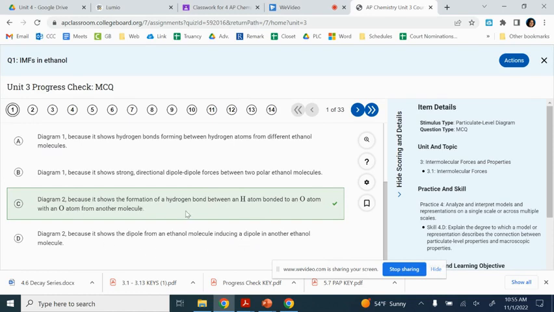Diagram 2, because the formation of the hydrogen bond, that sounds valid, but we're going to read this one real quick just in case, because it shows the dipole from the ethanol inducing a dipole from the ethanol. Induced dipole is what type of, right, and LDF is usually not as strong as, unless there's a lot of things, but that's not the case. So C is definitely your answer there.